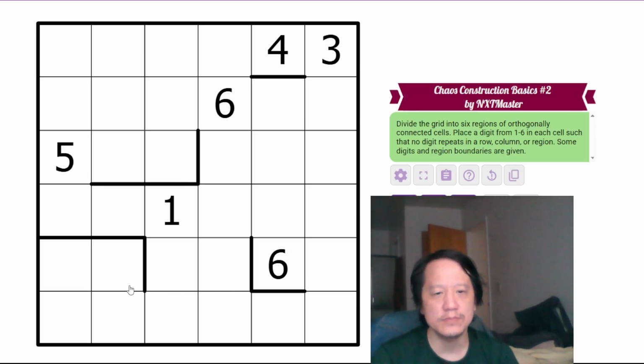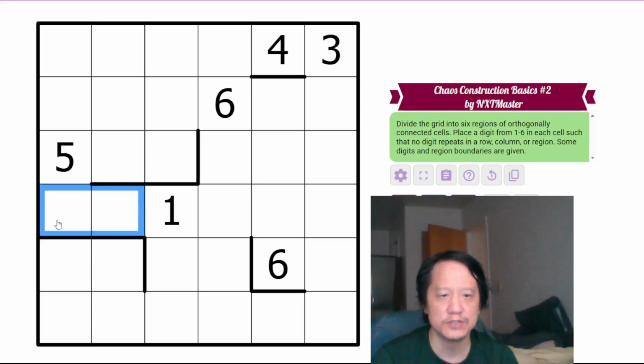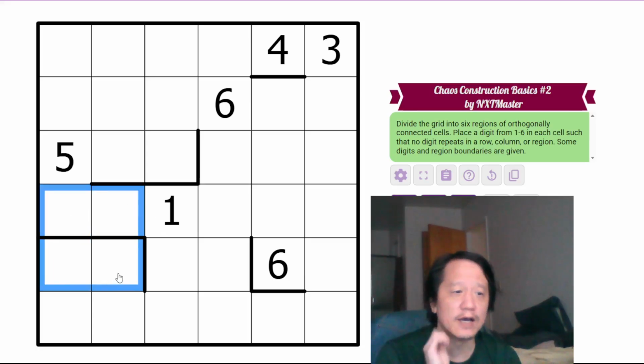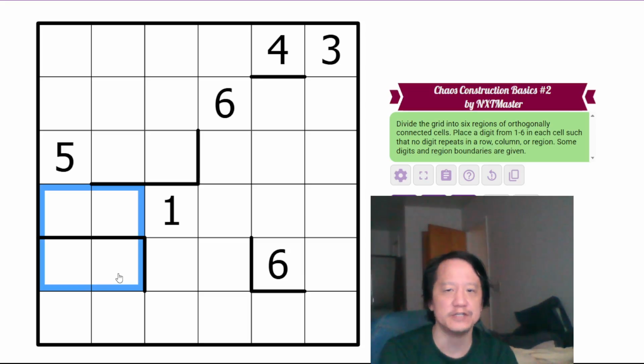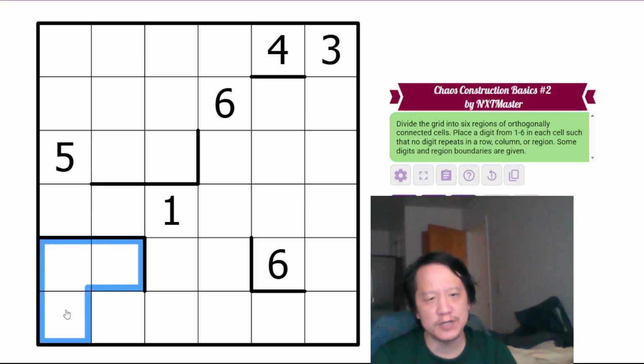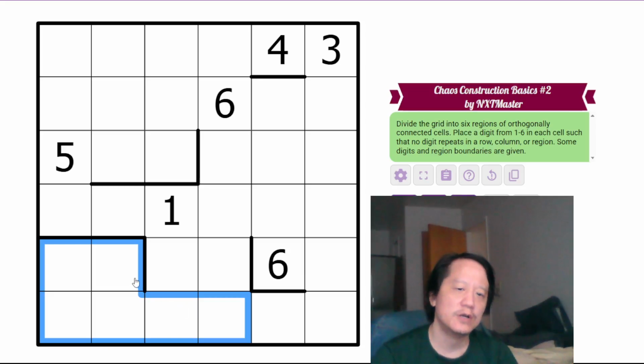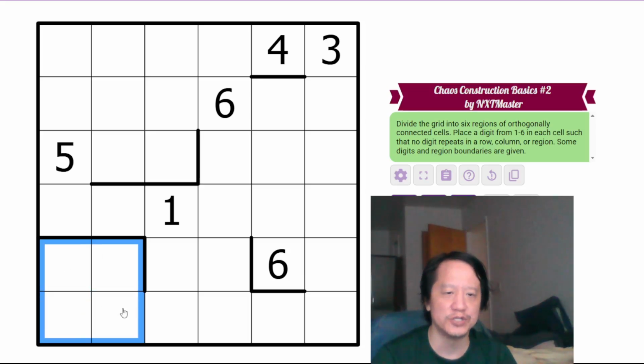Okay. The one thing that stands out to me, so these are boundaries, which means these have to be different regions. Every region has to have, in this puzzle, 6 cells, right? Because you have to divide the grid into 6 regions of orthogonally connected cells, which each contain the digits 1 through 6, with no repeats. And so the question is, a lot of times in chaos construction puzzles, you have to basically figure out what cells can be part of a full region.